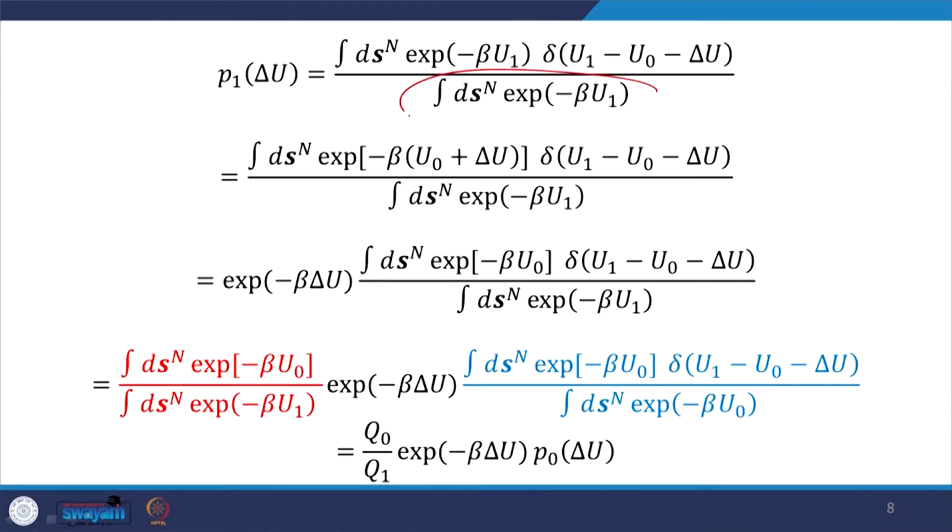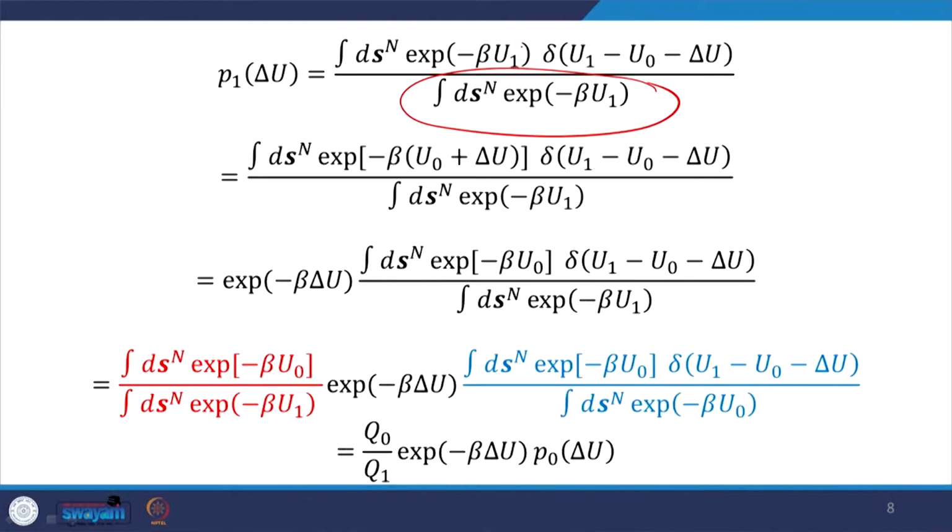So, now I can find the expression of P1 delta U for instance, which has this particular partition function, that is integration over the coordinates. In this case, we are using scaled coordinates. Of course, we have the volume term and the prefactors, but they will cancel out because we are looking at the ratio. And then we have the same thing in the numerator, but we have added a delta function that tells me that delta U is equal to U1 minus U0.